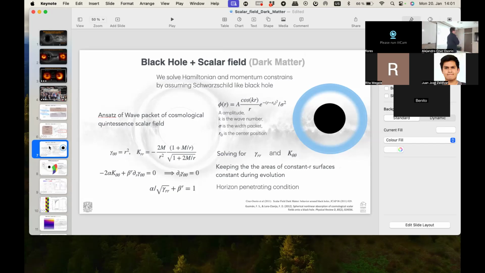Similar to the hairy black holes, or if you want to propose a new profile like Navarro-Frenk-White or modified Navarro-Frenk-White with self-interaction terms, for example. So you can do it also. It's not constrained.